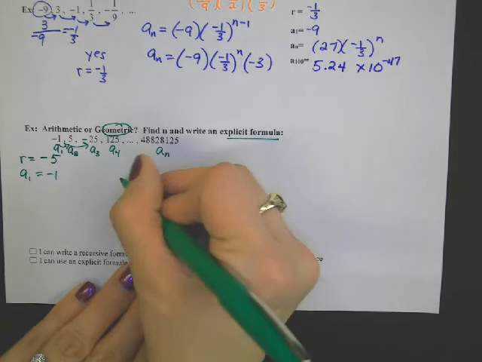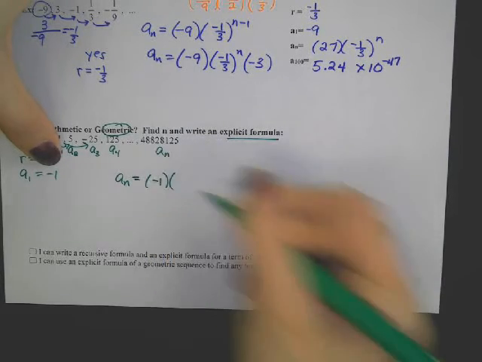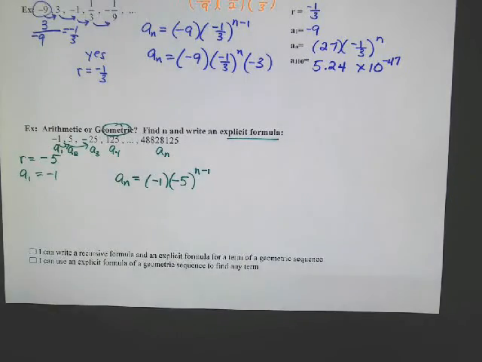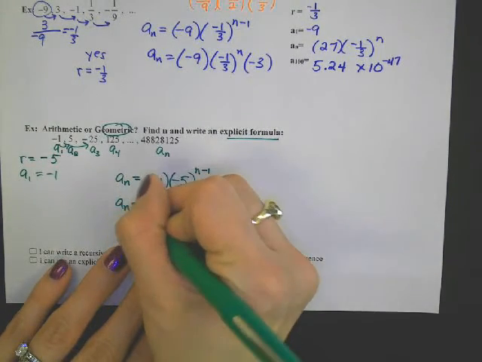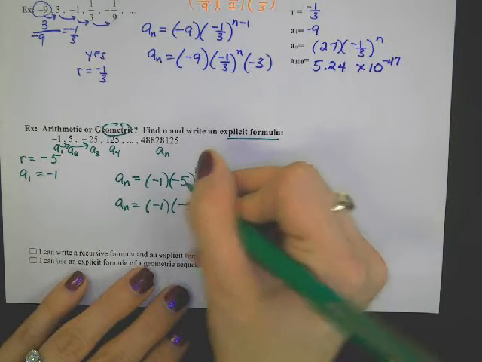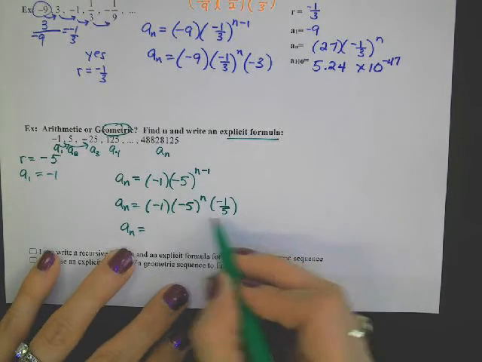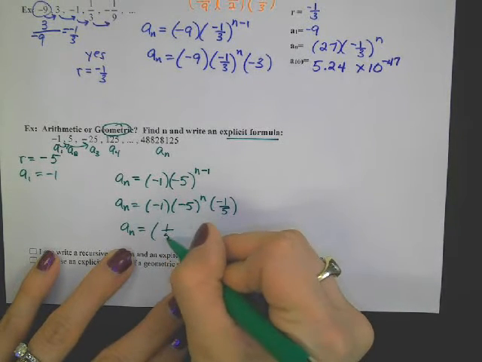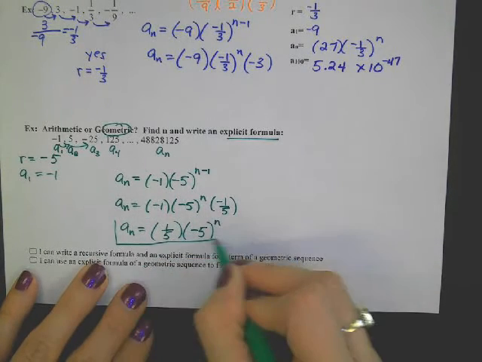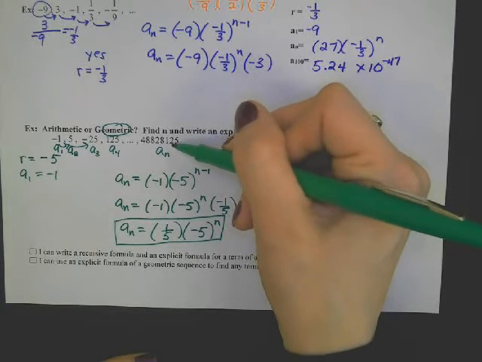So an explicit formula, a sub n, is a1, which is negative 1, times the r value, negative 5, to the power of n minus 1. Now we're going to go ahead and clean that up a little bit. So we have negative 1 times negative 1/5 to the n, and the reciprocal of negative 5 is negative 1/5. So the formula is positive 1/5 times negative 5 to the nth power. So here's the formula, and I'm going to use that formula to figure out what number term this is.